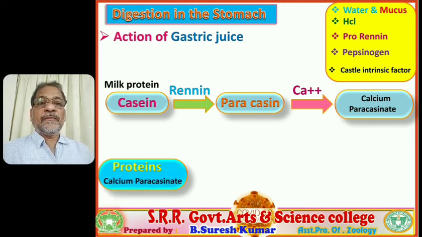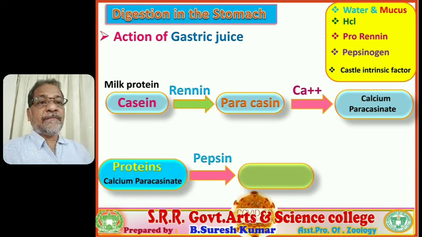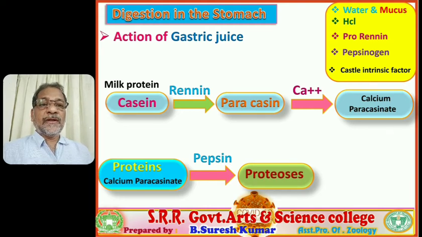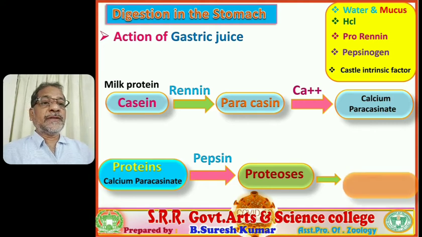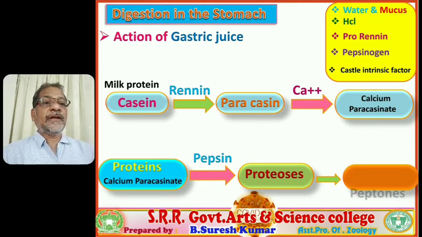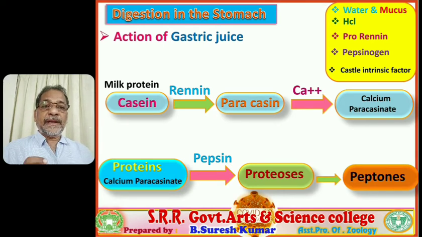It acts on proteins and calcium paracaseinate. So pepsin hydrolyzes the proteins and calcium paracaseinate into proteoses. So the first level is proteoses. Then the proteoses are again digested with pepsin, and they produce peptones. So the proteins break down at first level as proteoses, and the next level is peptones.